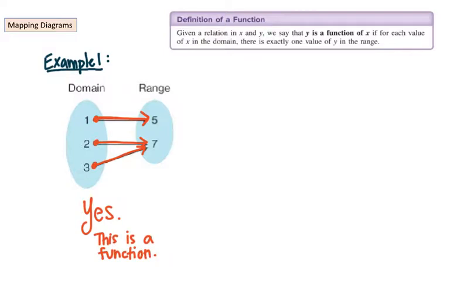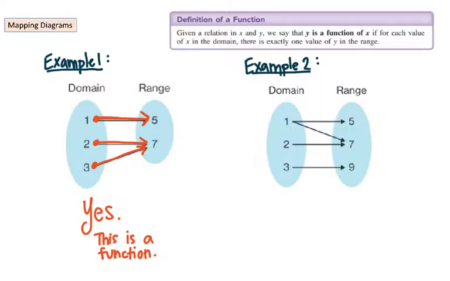It is very clear for each element of the domain, we can be confident. We know exactly what output we will get in the range. Let's do a second example. So we have another mapping diagram where we have the numbers 1, 2, 3 as our input or our domain, and the numbers 5, 7, and 9 as our output or our range. So remember, for each input, for each element in the domain, we have to know that there is exactly one output in the range. So let's take a look at it.